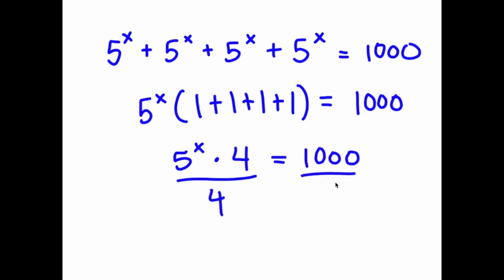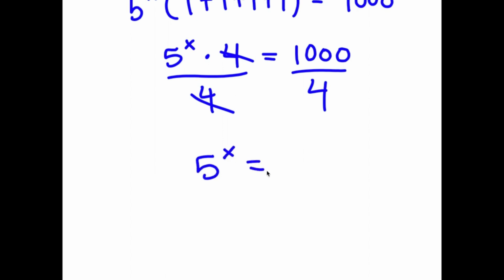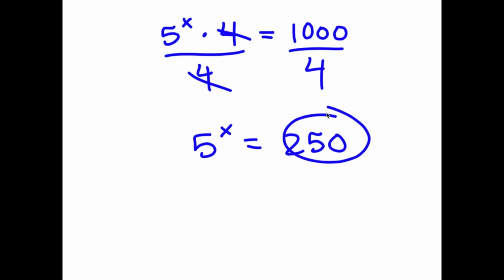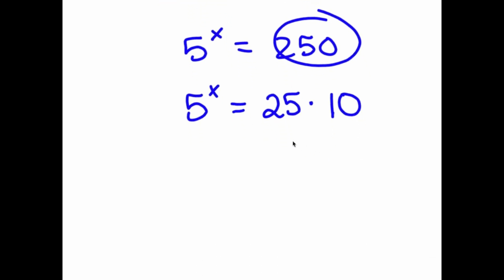Now I can divide both sides by 4. So then these two cancel out, and now I get 5 to the power of x is equal to 1,000 divided by 4, which is 250. Now, 250, I can rewrite this as 25 times 10. So I have 5 to the power of x is equal to 25 times 10. And 25, that's the same thing as 5 squared. So now I have 5 to the power of x is equal to 5 squared times 10.